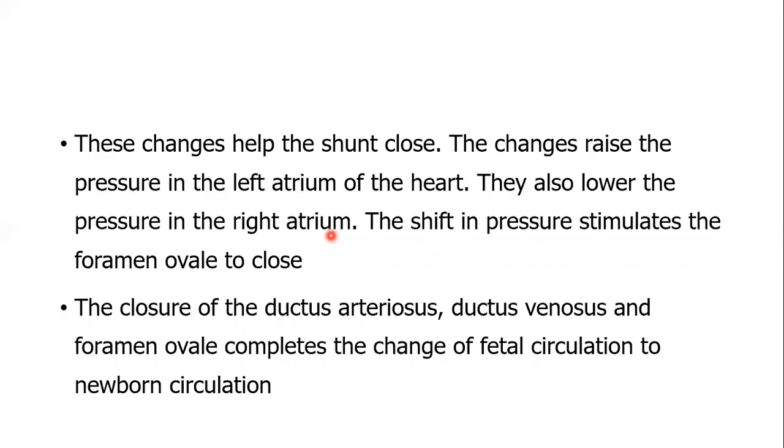The changes raise the pressure in the left atrium of the heart. They also lower the pressure in the right atrium. The shift in pressure stimulates the foramen ovale to close, like we stated earlier. The closure of the ductus arteriosus, ductus venosus, and the foramen ovale completes the change of fetal circulation to the newborn circulation. So that marks the end of today's lesson.